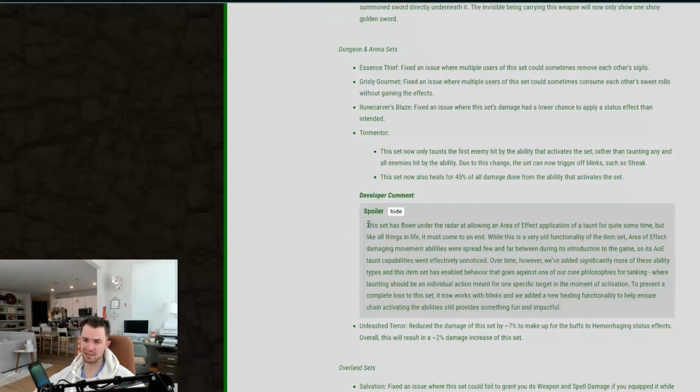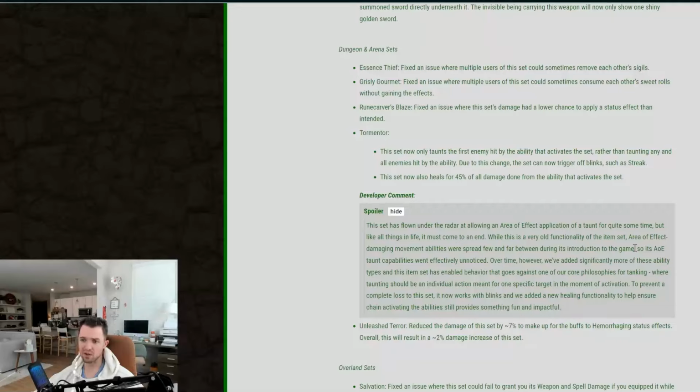So this is what they said, and it really is kind of mind-boggling. So the developer comment was, "This set has flown under the radar at allowing an AoE application of a taunt for quite some time, but like all things in life, it must come to an end. While this is a very old functionality of the item set, AoE damaging movement abilities were few and far between during its introduction to the game." You've got Stampede, so people were doing two-hander tanks with this, that's dead. Explosive charge Tormentor tanks, that's dead.